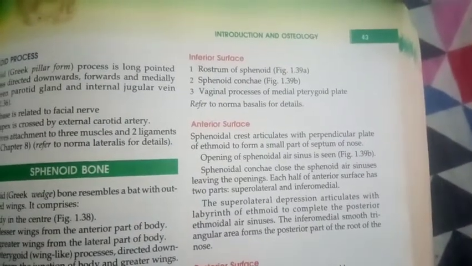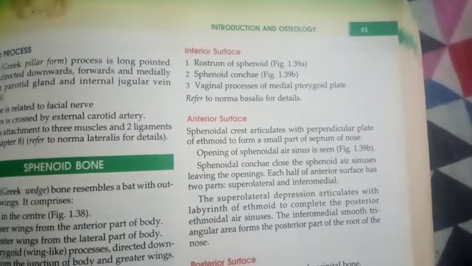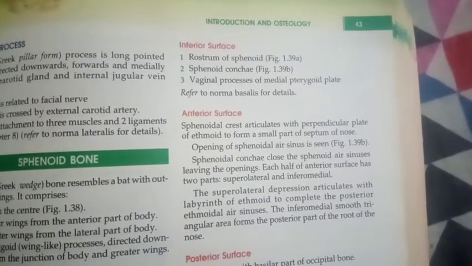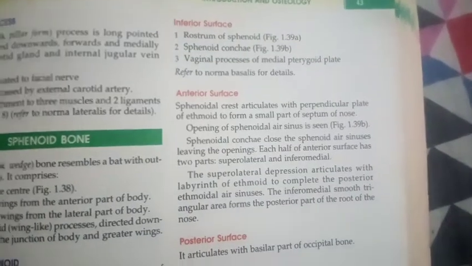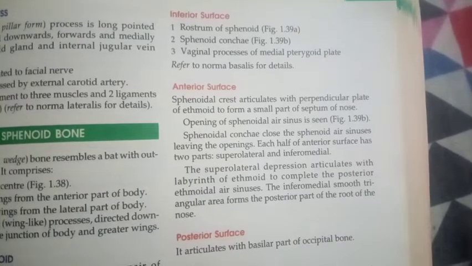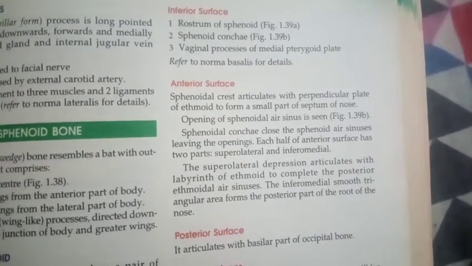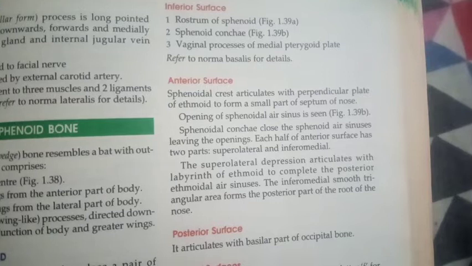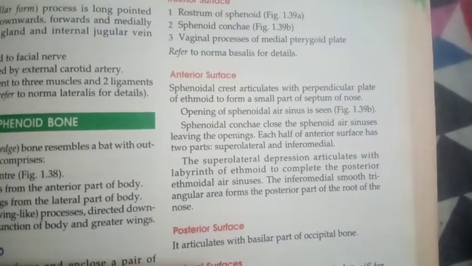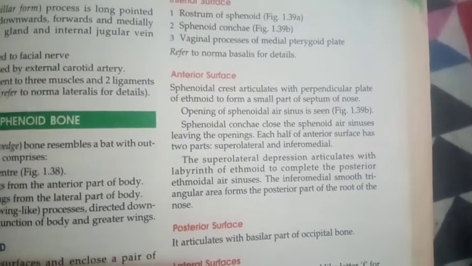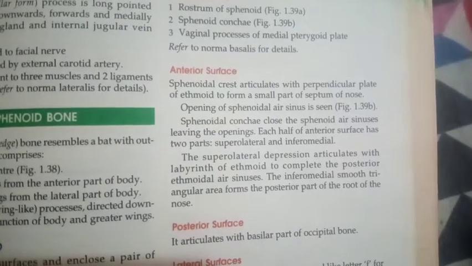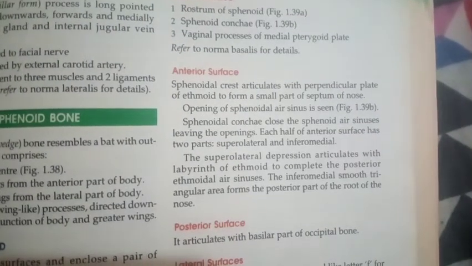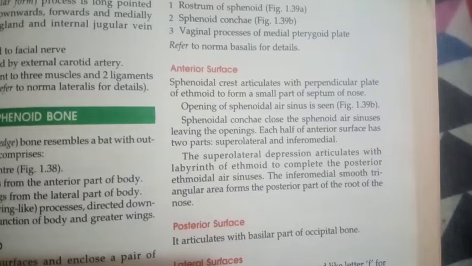Inferior surface: rostrum of the sphenoid, sphenoidal concha, vaginal process of the medial pterygoid plate. Anterior surface: the sphenoidal crest articulates with the perpendicular plate of the ethmoid to form a small part of the septum of the nose. Opening of the sphenoidal air sinus is seen. The sphenoidal concha closes the sphenoid air sinus, leaving the openings.